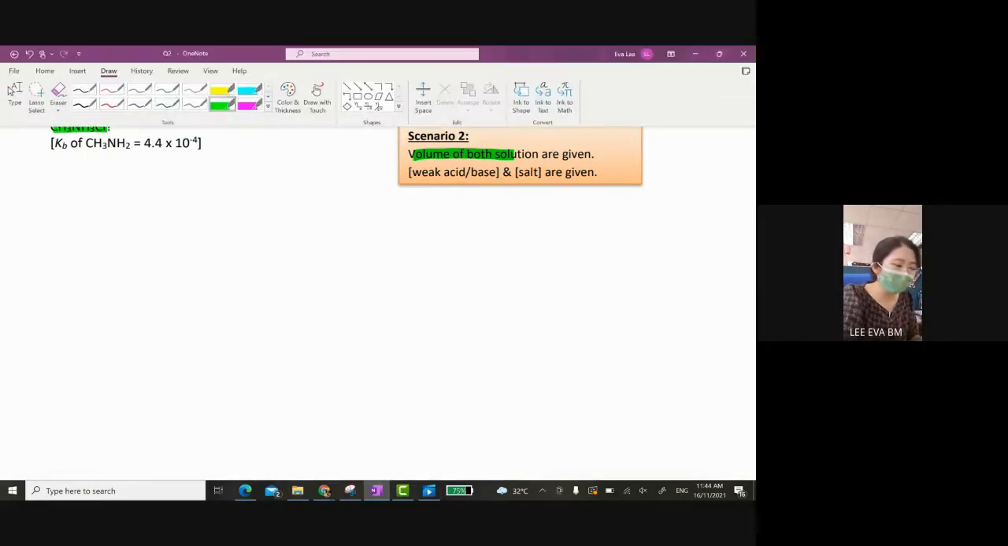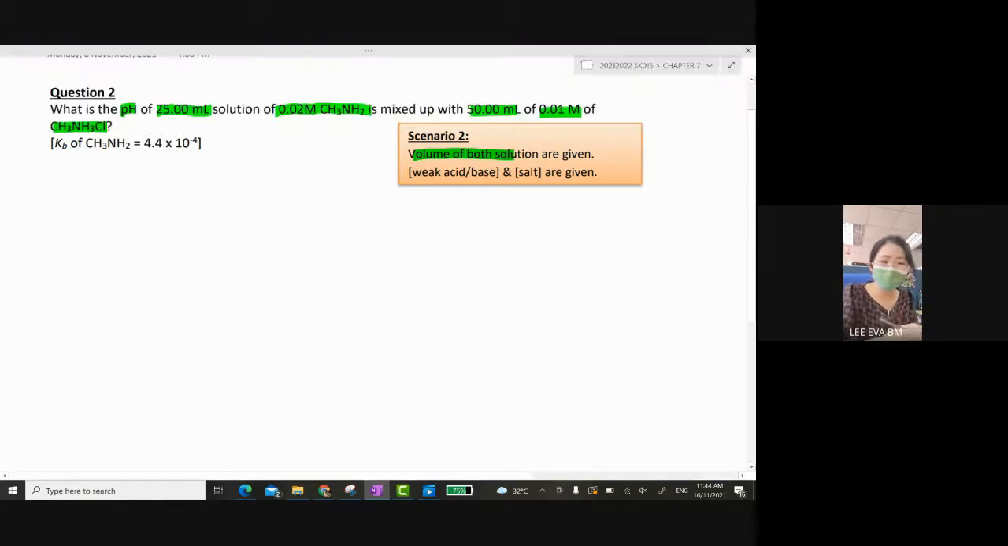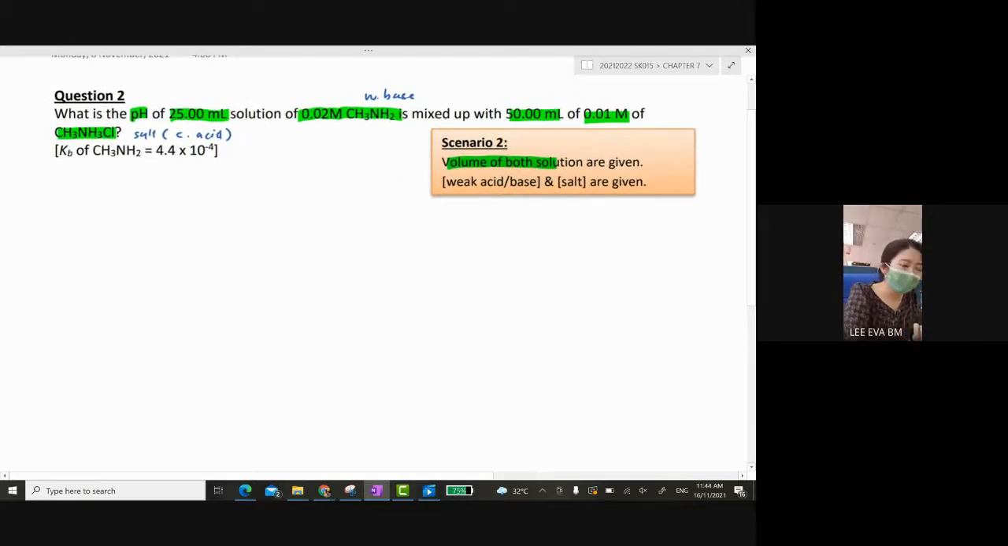The question says you need to calculate the pH value given 25 ml of 0.02 molar CH3NH2 mixed up with 50 ml of 0.01 molar CH3NH3Cl. Tell me, which type of buffer solution is this? Basic buffer. Because we have a weak base and a salt containing the conjugate acid. If you don't understand, you can note it down here. The important thing is that you recognize it is a basic buffer.